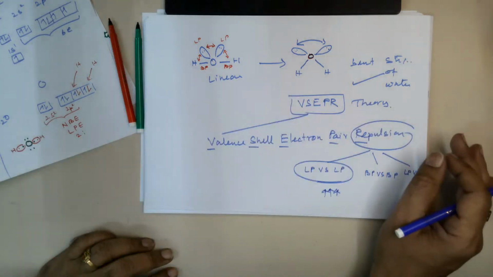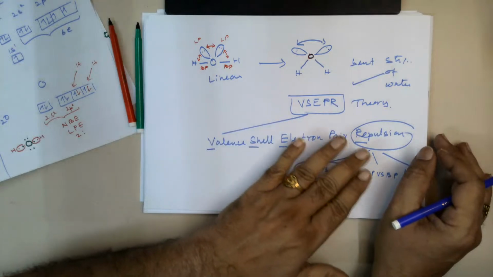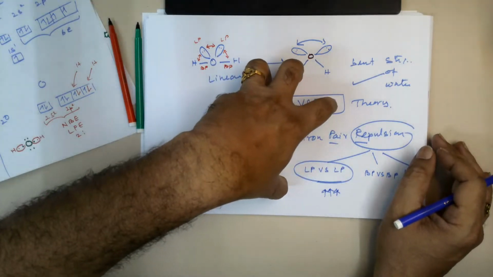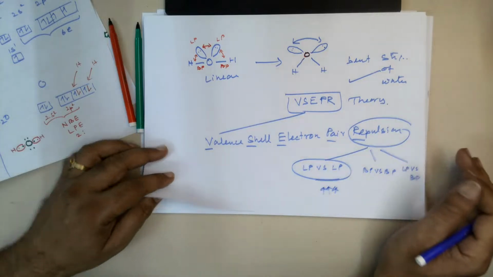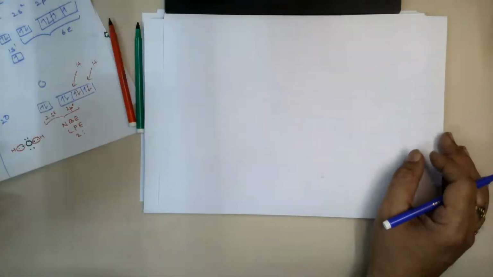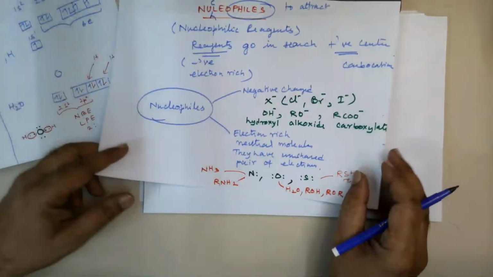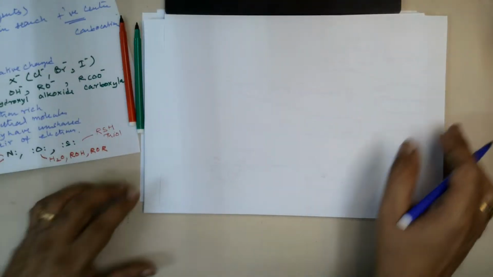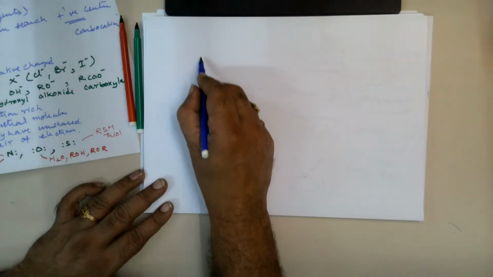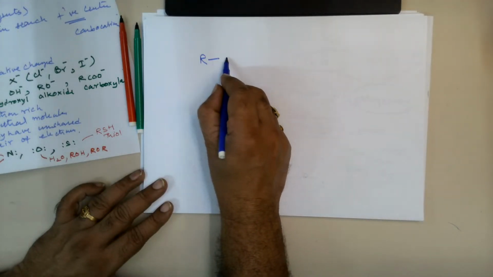So this is regarding VSEPR theory. In fact, this VSEPR theory helps to understand the different types of structures. Now I think I have completed water, that is oxygen present in water. Similarly, the hydroxyl group means alcohol, so let us consider ROH.